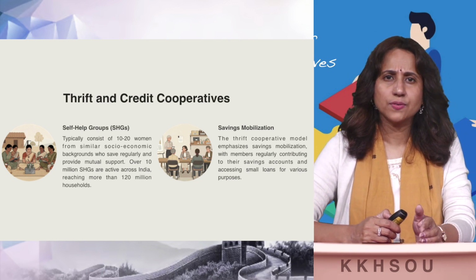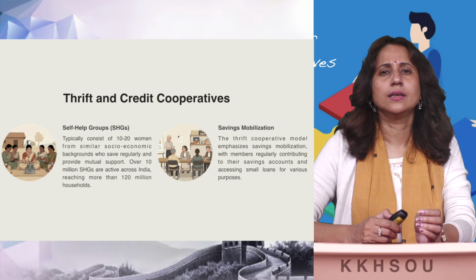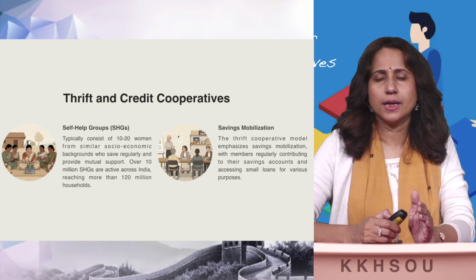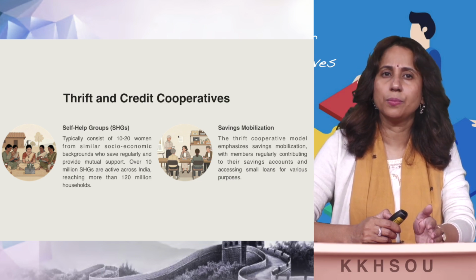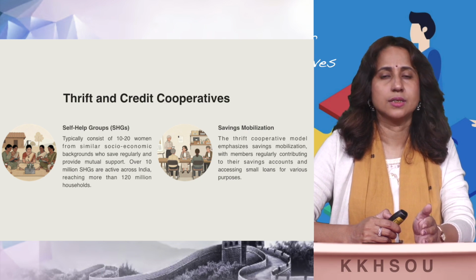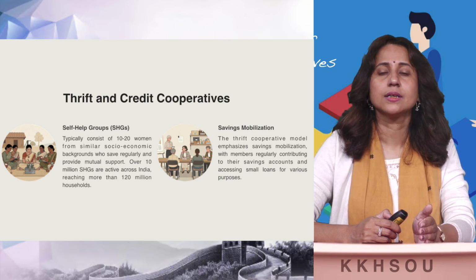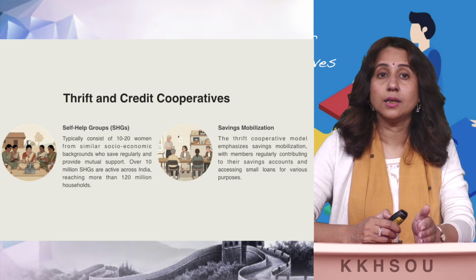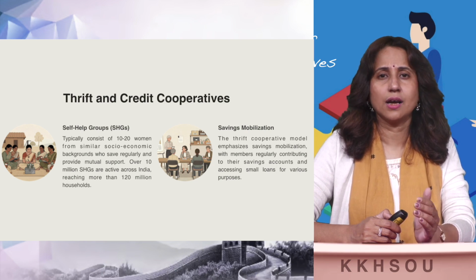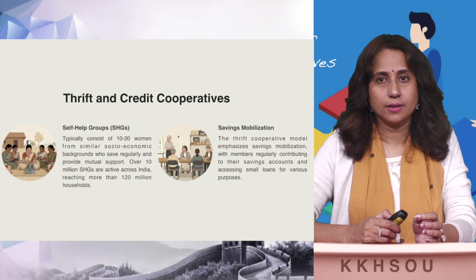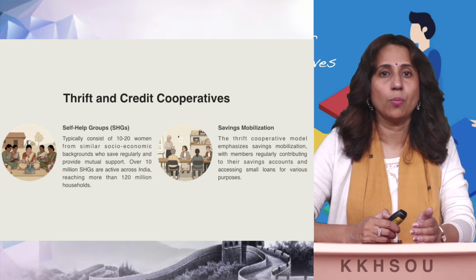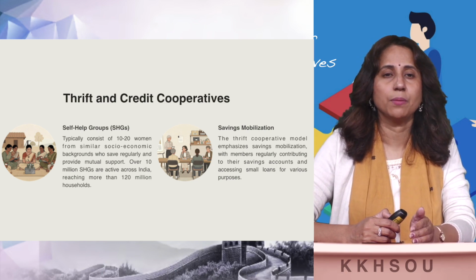Mutually aided cooperative societies, MACs, in some states operate as thrift cooperatives with greater autonomy than societies registered under the State Cooperatives Act. And MACs are registered under special legislation in states like Andhra Pradesh, Telangana, and Karnataka, providing them independence from government control and cooperative departments.